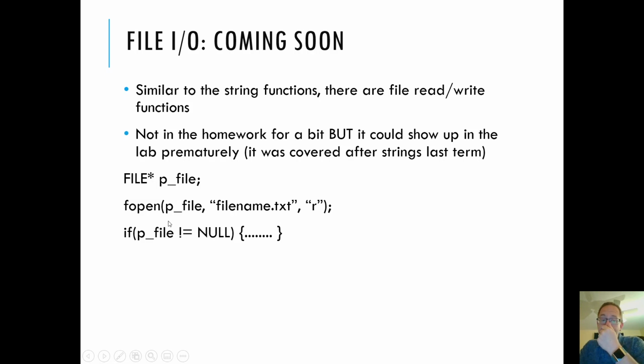And then afterwards, what I need to do is check to see if this file pointer is pointing to null or not. If it's a legitimate value, it means I can now pull things from the file. Okay, that's just a preamble. We're going to actually get into much more detail with this later on.